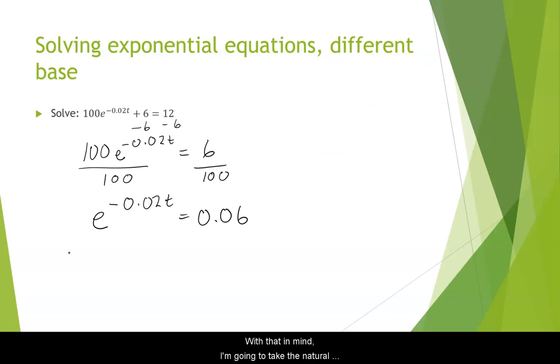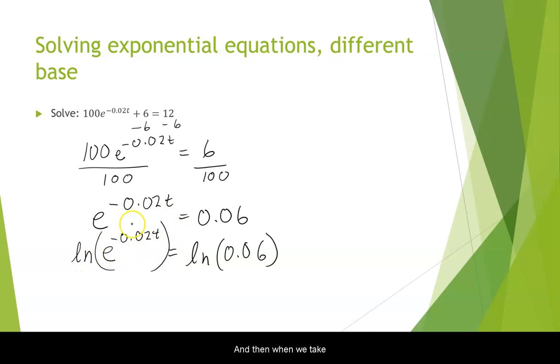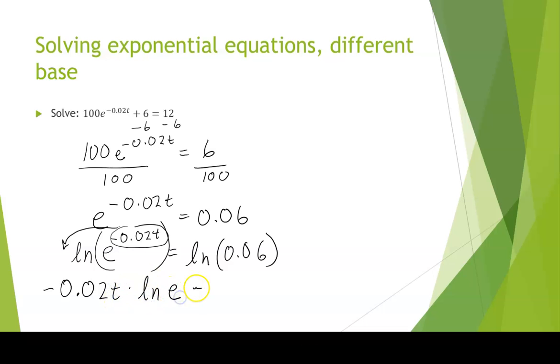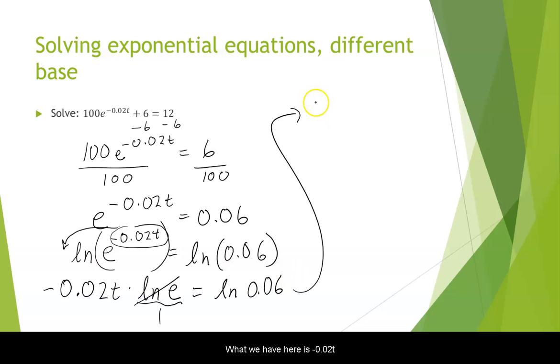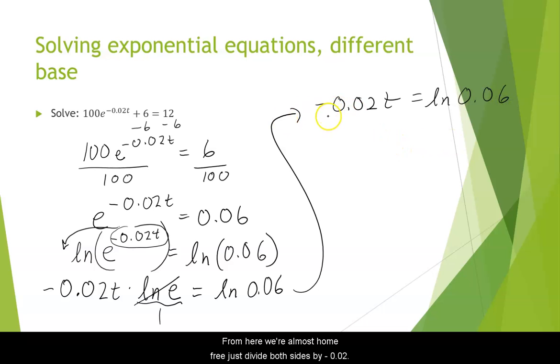So with that in mind, I'm going to take the natural log of both sides because that's log base e. And then when we take the logarithm of some number with an exponent, that exponent comes down in front. That becomes negative 0.02t times the natural log of e equals the natural log of 0.06. The natural log of e, you can type that into your calculator if you don't believe me, but it's the number 1. What we have here is negative 0.02t, the 1 doesn't do anything, times 1 doesn't change, equals the natural log of 0.06. From here, we're almost home free.